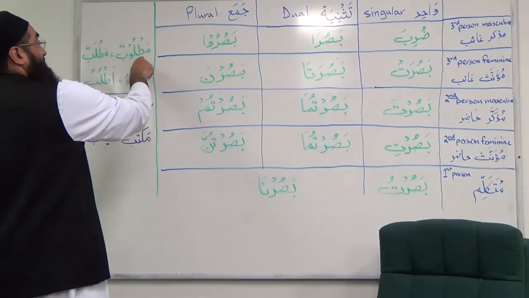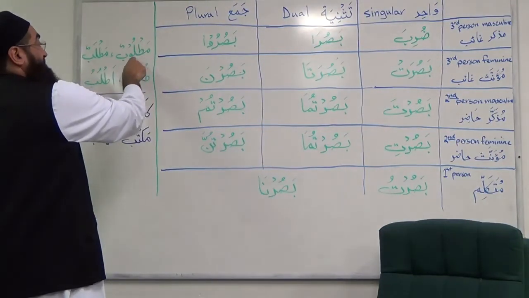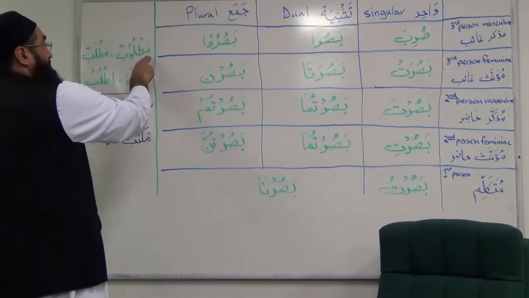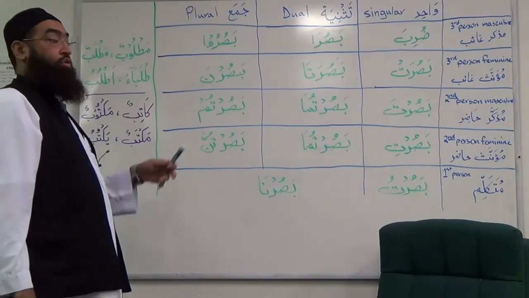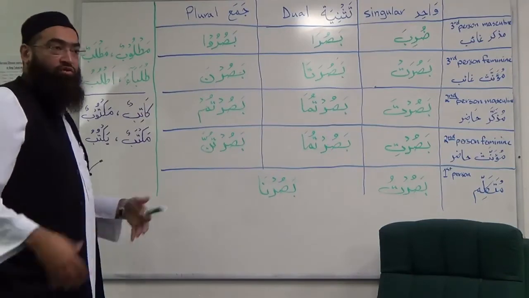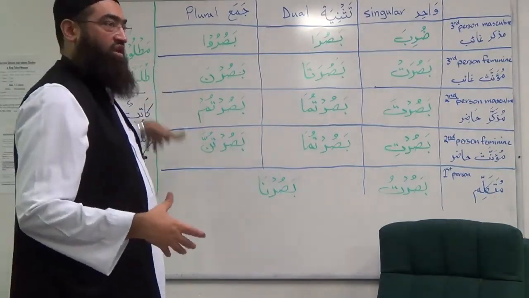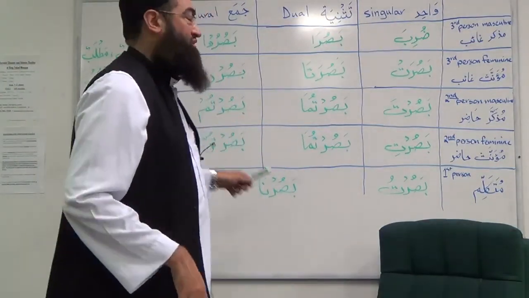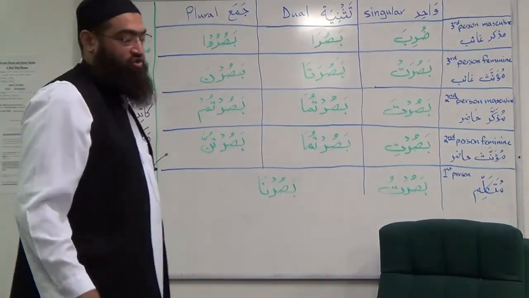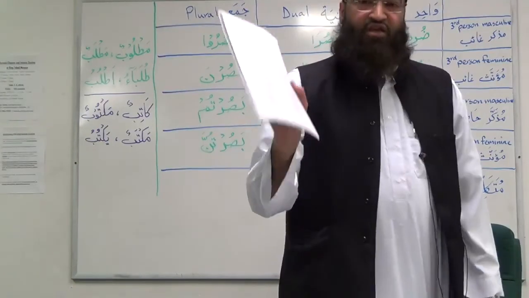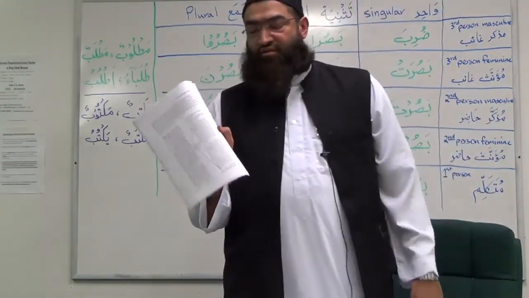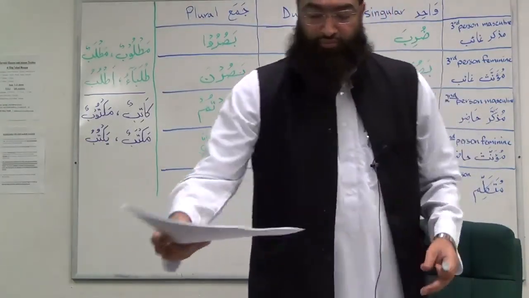So you will see that majbur, it would be jim, ba, and ra. And majhul, jim, ha, and lam. And maqbul, qaf, ba, and lam. So you will see these, when it comes on these patterns, you will already know that the root letters are in the middle, inshallah. So inshallah, we'll call it a day, and as we go out, we can pick up these handouts.